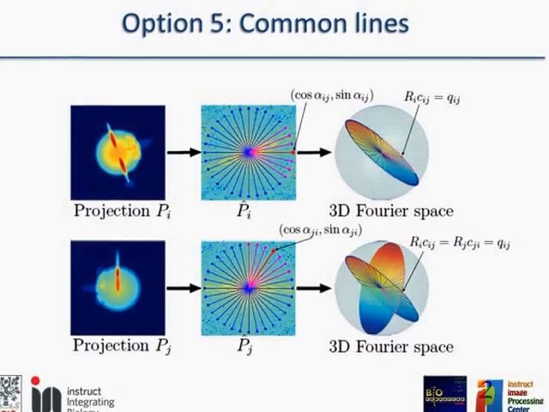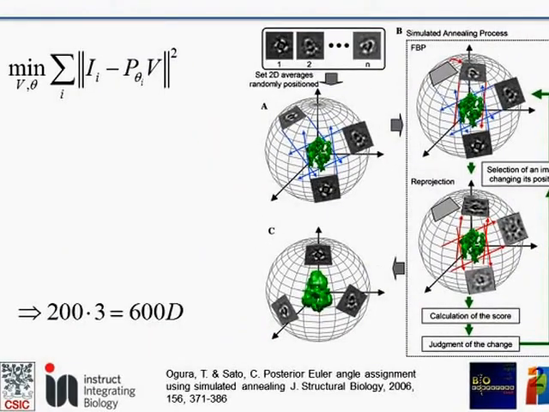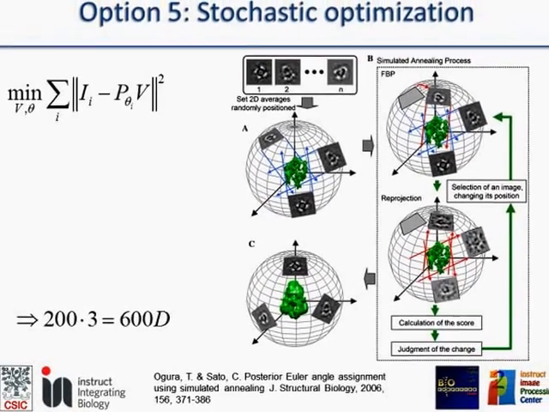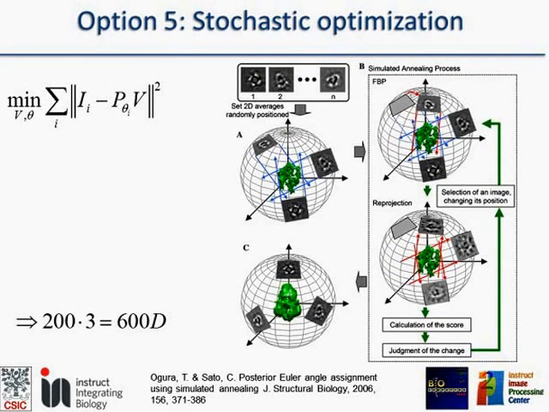The other possibility is this stochastic optimization. So I have a function that I have to optimize, and what I do is assign random angles to each one. For instance, let's say you do it with classes, like those classes there. So you assign random angles to each one of the classes, and then you keep trying to optimize this, but in a random way. For instance, simulated annealing is one of the most famous approaches. So you change one of the angles. Let's say I move this projection to there.